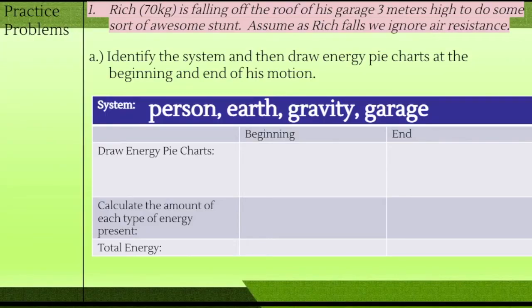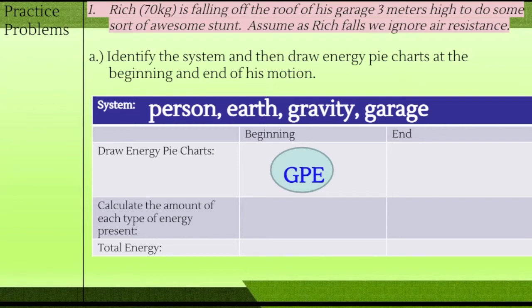So let's go ahead and draw that energy pie chart for the beginning. And if we think about it, we have Rich starting on the roof of his garage 3 meters above the ground. Therefore, we should have an energy pie chart that has a lot of energy that depends on height. Well, that's going to be gravitational potential energy. Rich is not moving on the top of his garage, so there's no other energies present.